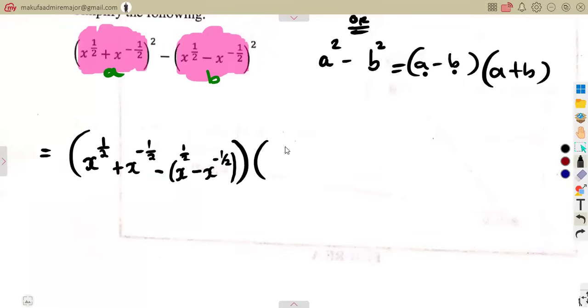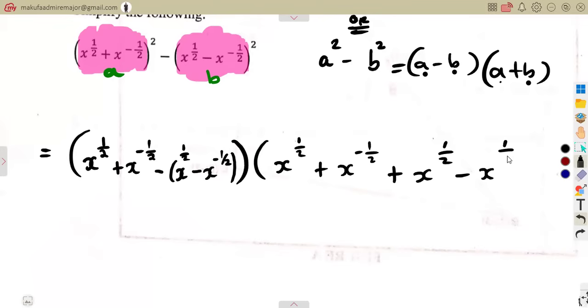Into the bracket again of a plus b. Our a as it is, x to the exponent of 1 over 2 plus x to the exponent of minus 1 over 2. This is our a, plus b, the b as it is. So a plus does not affect. So we just take it as it is, x to the exponent of 1 over 2 minus x to the exponent of minus 1 over 2, like this. So this is a minus b into a plus b.